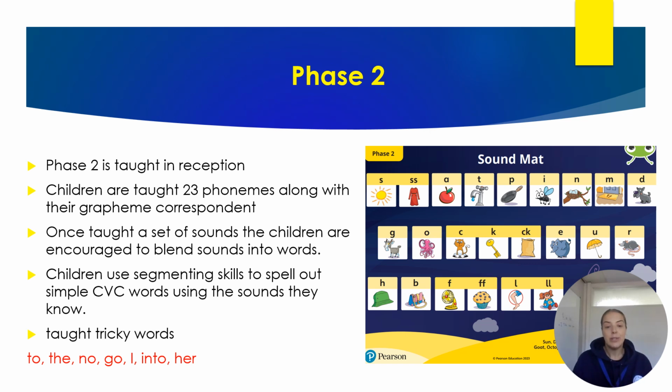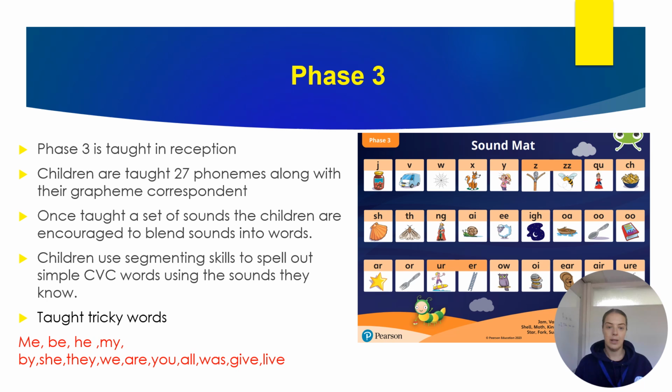During this phase, they also are taught tricky words. Tricky words are words that don't follow the usual phonetic rules or patterns of spelling. They begin learning these in reception and build upon them all the way through up until year 2. Phase 3 is also taught in reception. Children are taught 27 phonemes along with their grapheme phoneme correspondence. During this phase, they start to learn about digraphs and trigraphs. Once taught a set of sounds, the children are encouraged again to blend sounds into words and then to spell words using those taught grapheme phoneme correspondences. They then continue to build on their tricky word knowledge as we introduce more to them.